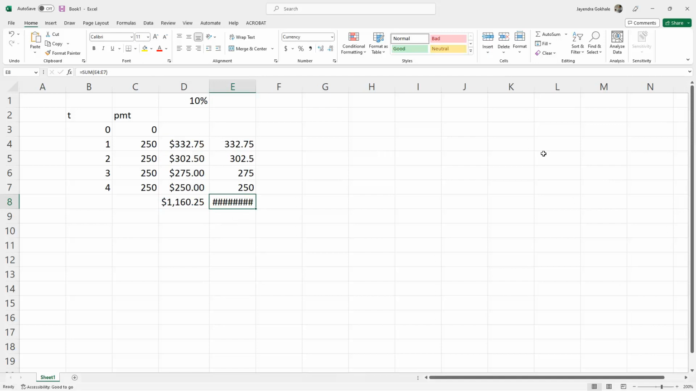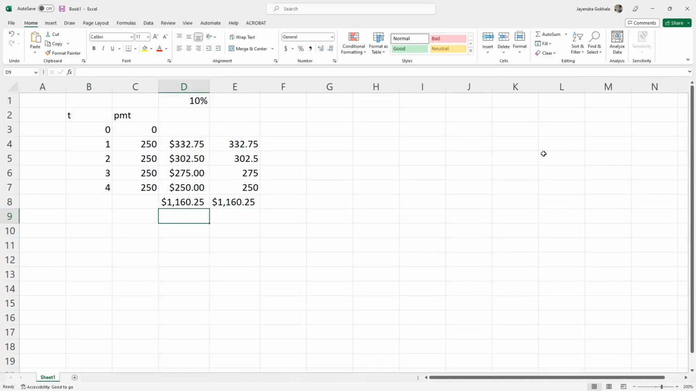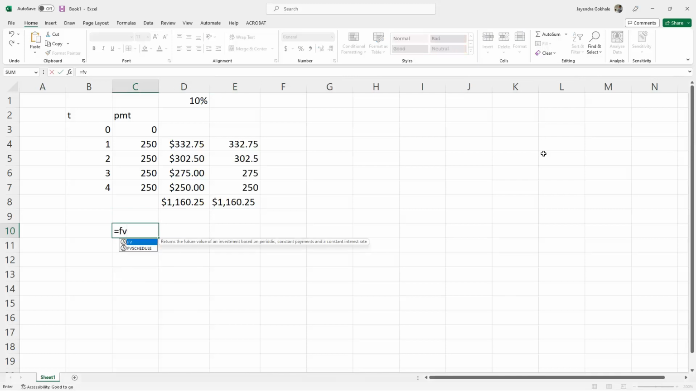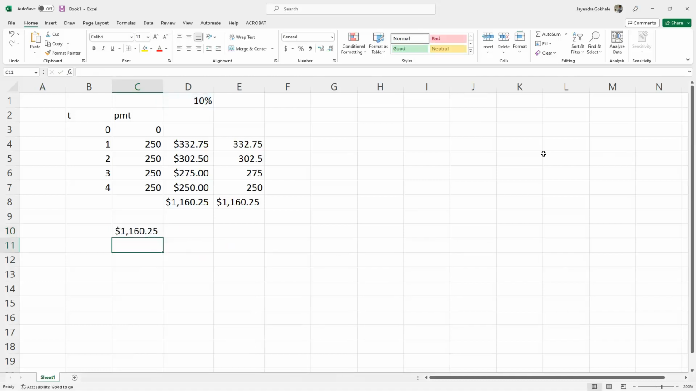the annuity as 1160.25. Now all this can be done simply by using the TVM equation, equals future value, D1 rate, 4 periods, payment is minus 250, and the present value didn't start with anything, and the type is 0. Magically, same answer. So why did we illustrate these two methods?